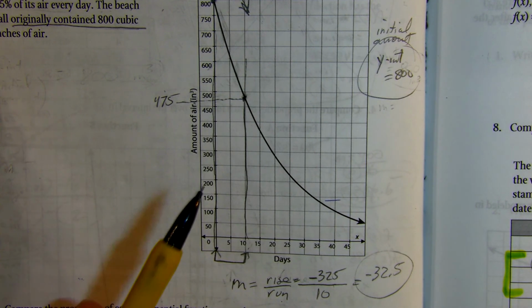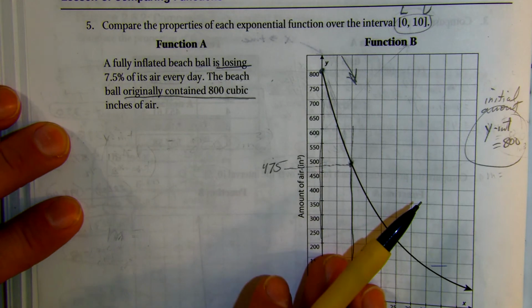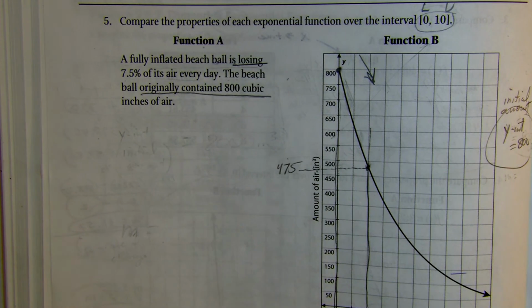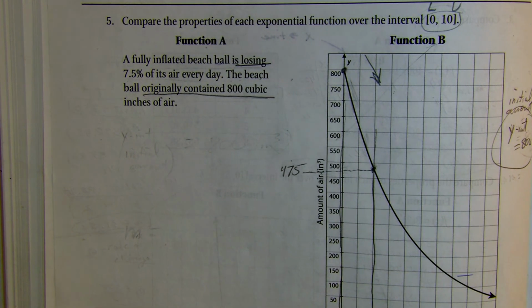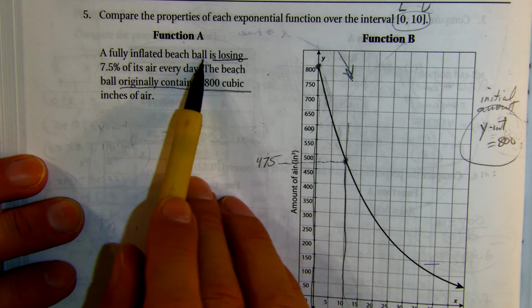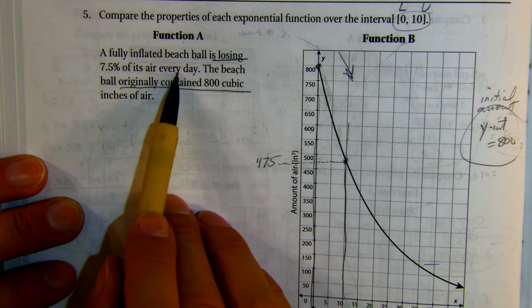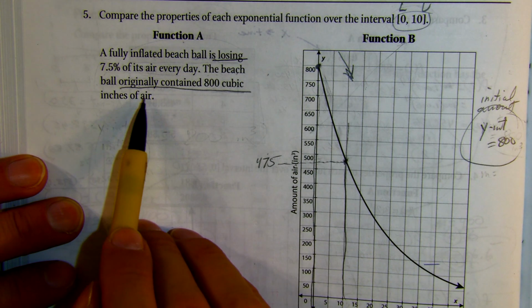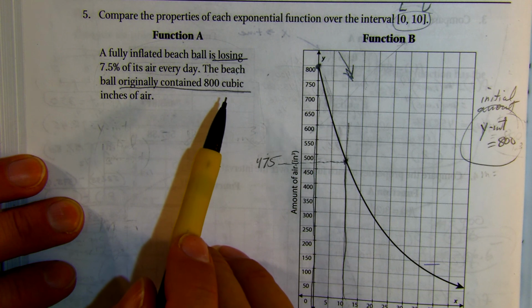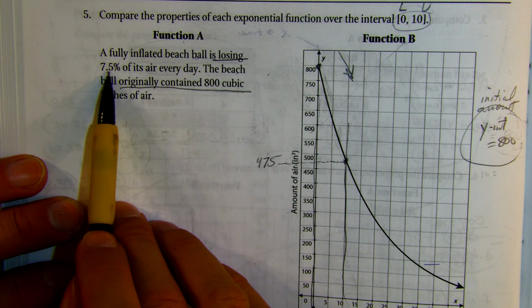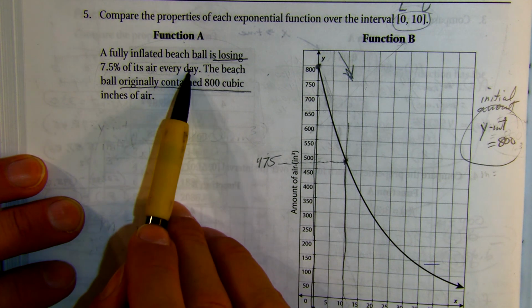All right, let's see. Now over here, let's look close because function A has more for us to do. But we've already learned these skills. All we have to do is remember our process in trying to create an equation to start. Let's see. A fully inflated beach ball is losing 7.5% of its air every day. The beach ball originally contained 800 cubic inches of air. Not quite 800 minus 475 because look, the fully inflated beach ball is losing 7.5% of its air every day.